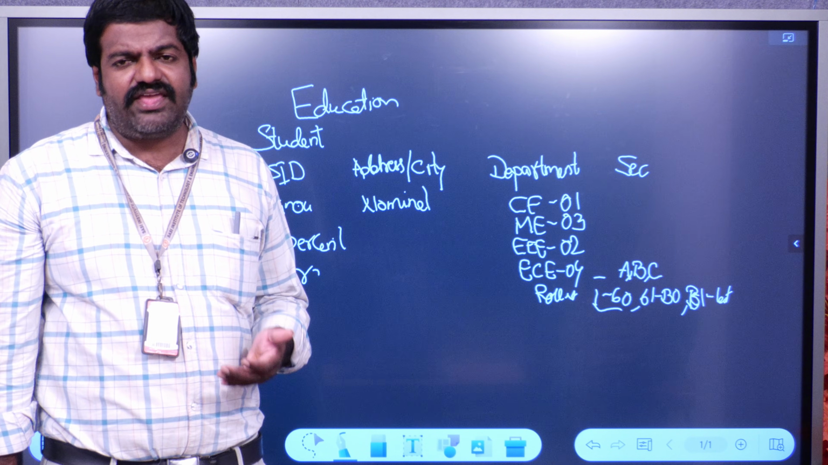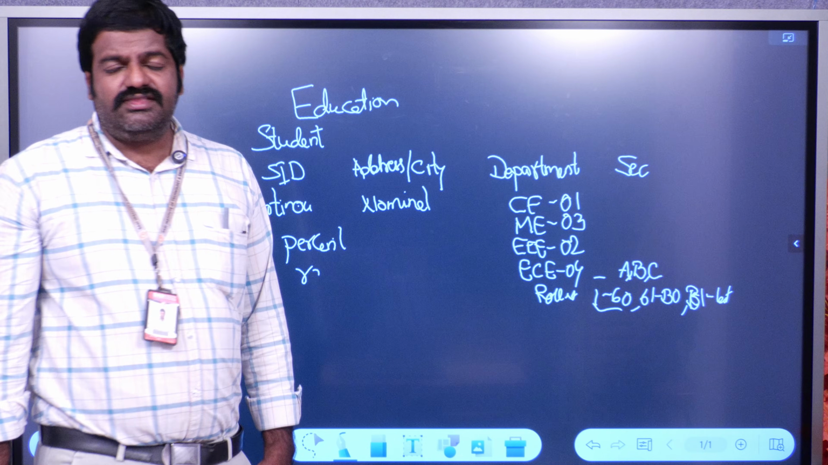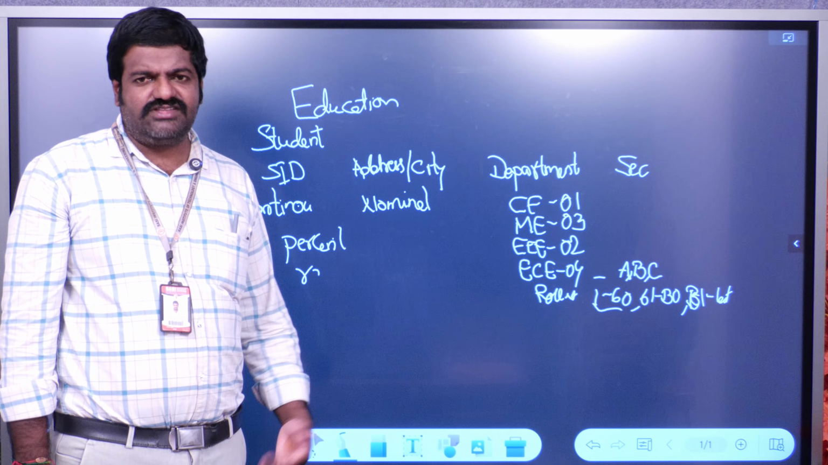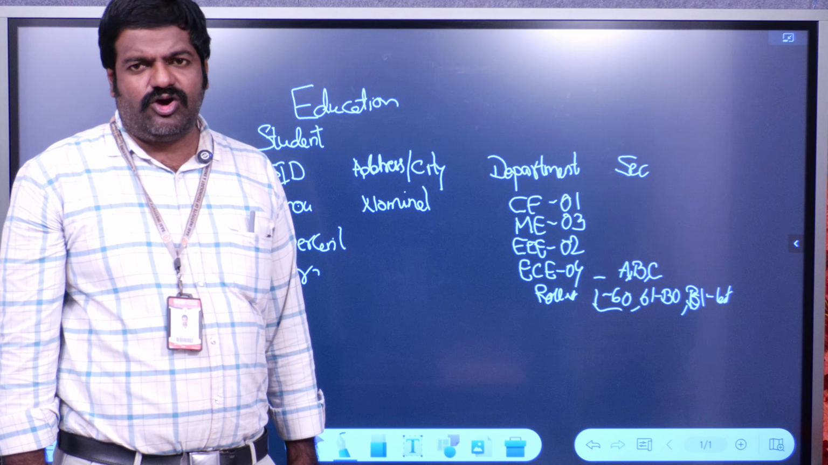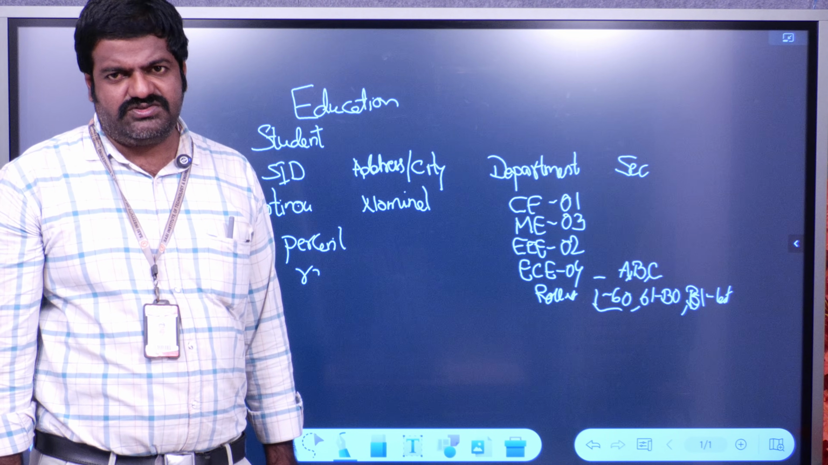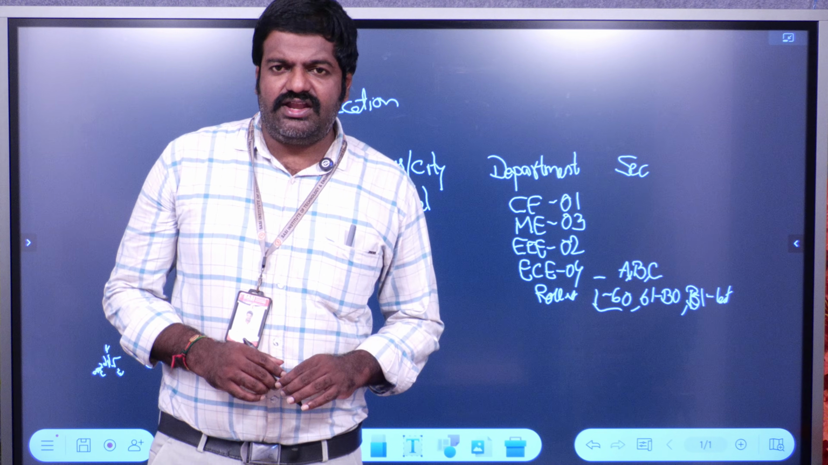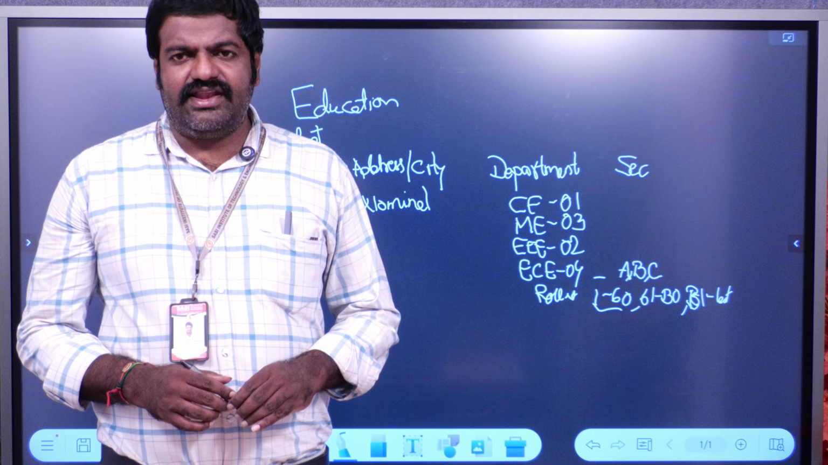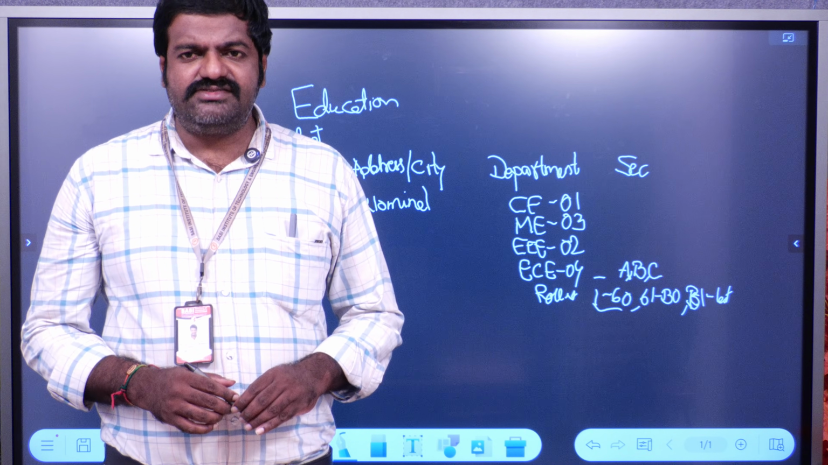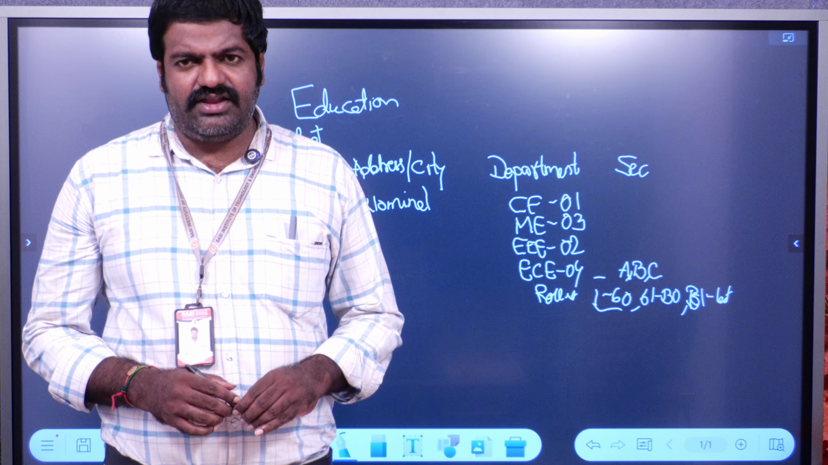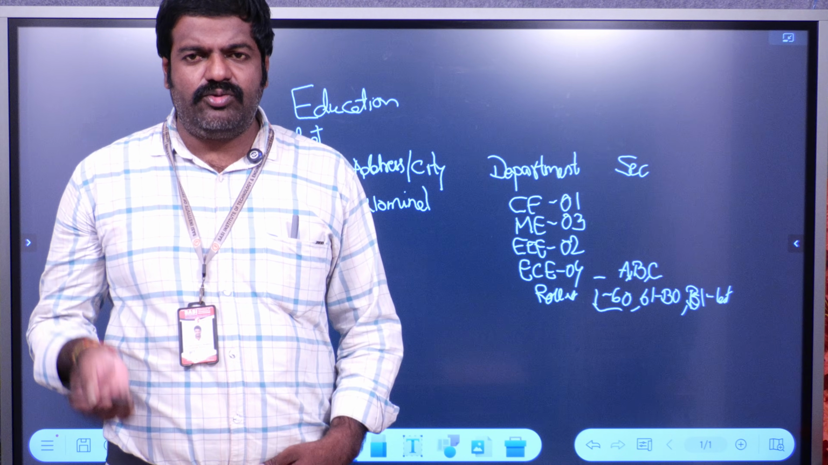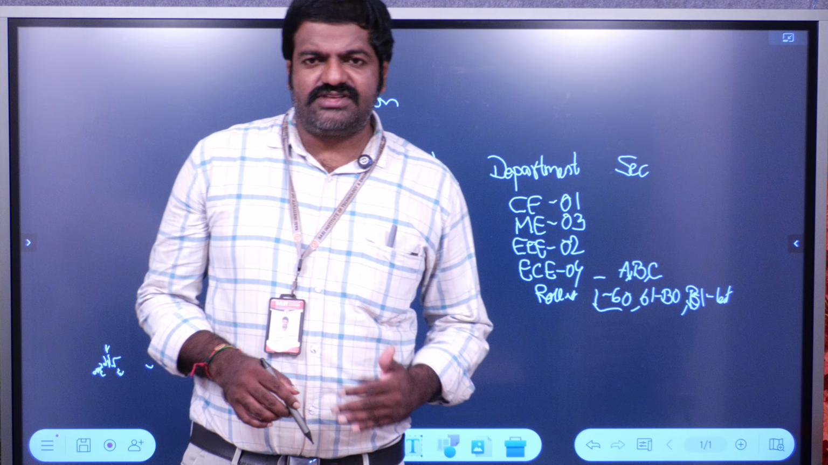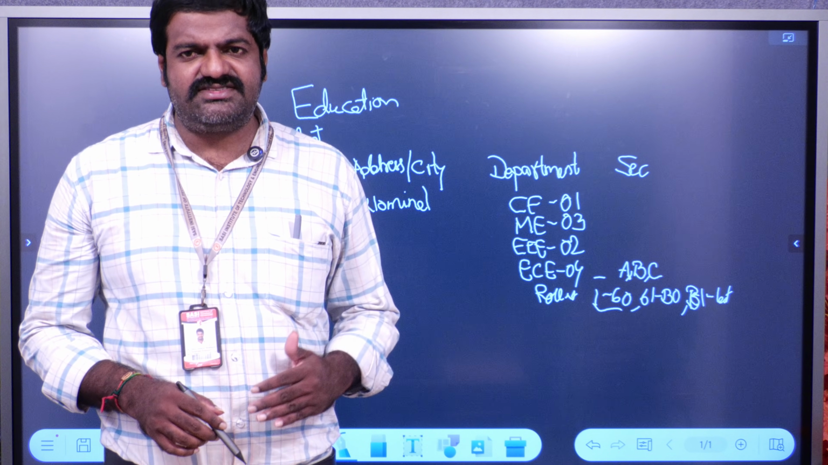Like that, for every attribute we need to determine the type of the data, whether it is numerical or categorical. If it is categorical, whether it is nominal or ordinal, interval or ratio. In this way, we need to identify the type of data. That is the first step in data analysis. Whenever we collect data, the first step is to identify its type. In the next class, we are going to see how to find statistics for this data. Thank you.